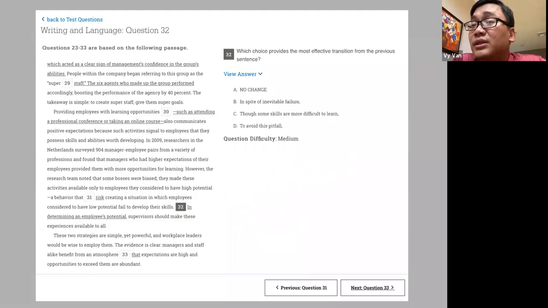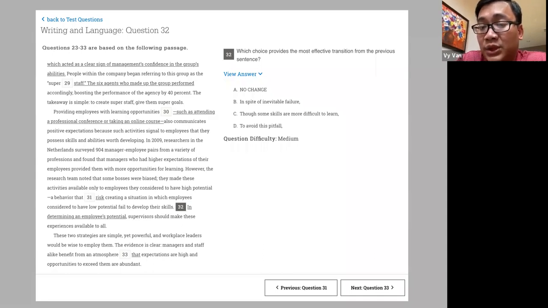32. Number 32 is transitional words or phrases. So you want to read the previous sentence and the next sentence to see what is the relationship between them so that you can determine what will be the best transition. So the previous sentence, it says this.